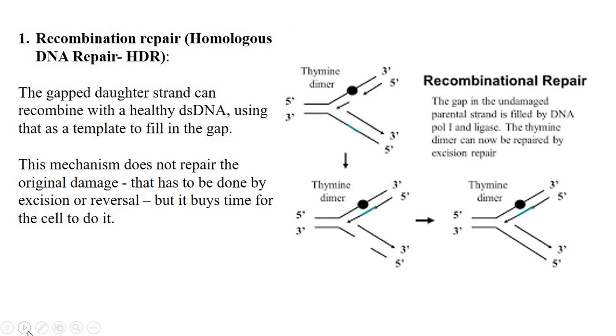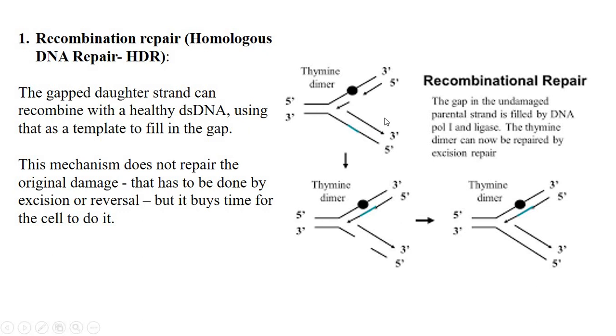And here I will show you the example. In this example, this is the parental strand, and these are the daughter strands, right? So this parental strand has a thymine dimer. This thymine dimer will block the replication because the daughter strand doesn't know what to add here. This thymine dimer doesn't really pair with anything, so it's hard to know what it is.